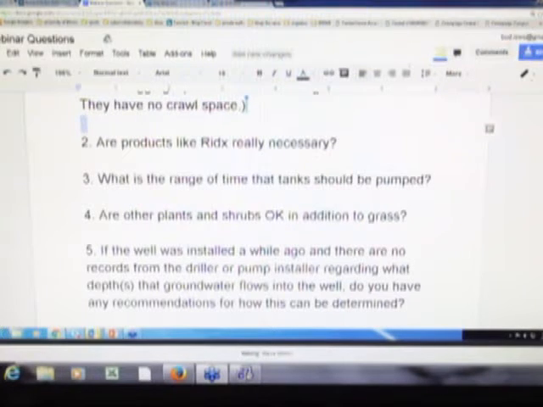So, waiting to that last minute isn't necessarily a good idea. So, number 4, Ron, are plants and shrubs okay in addition to grass? I only recommend grass, no other plants. The roots can get into the pipe, like you said, and plug up the system.